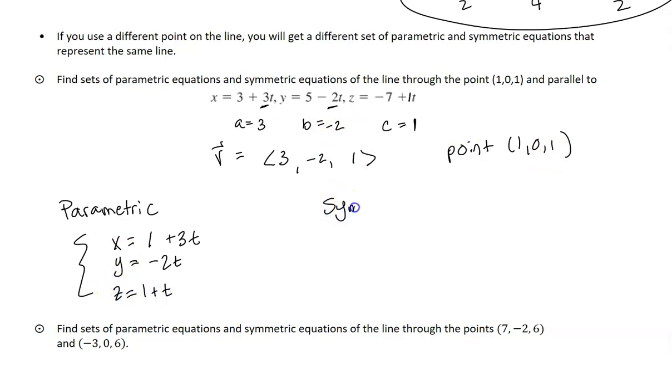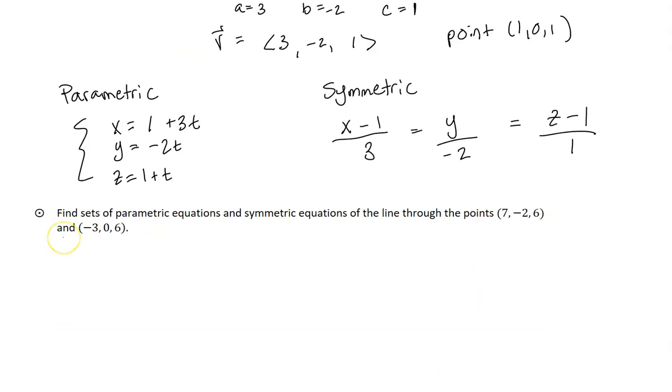And then to find the symmetric equations, you can either solve these for t, or you can use the formula: (x minus x1) over a equals (y minus y1) over b equals (z minus z1) over c. And we typically leave it like that. We don't usually, in this format, multiply through by a number.